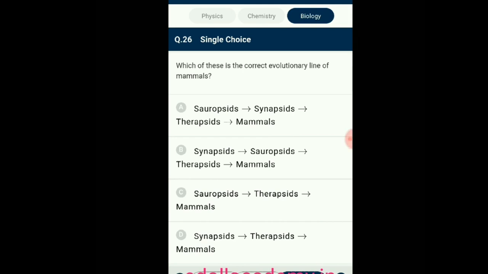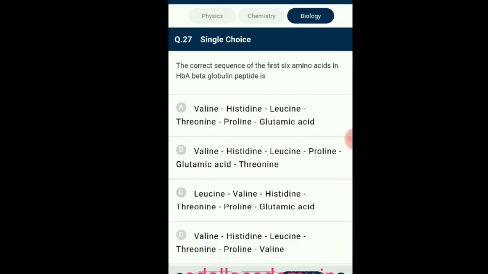Sauropsids, which evolved to form many ancestors, and synapsids, which give rise to therapsids. They were ancestors of modern-day mammals. So the answer for this question is option C. Synapsids, therapsids, mammals. Question number 27.